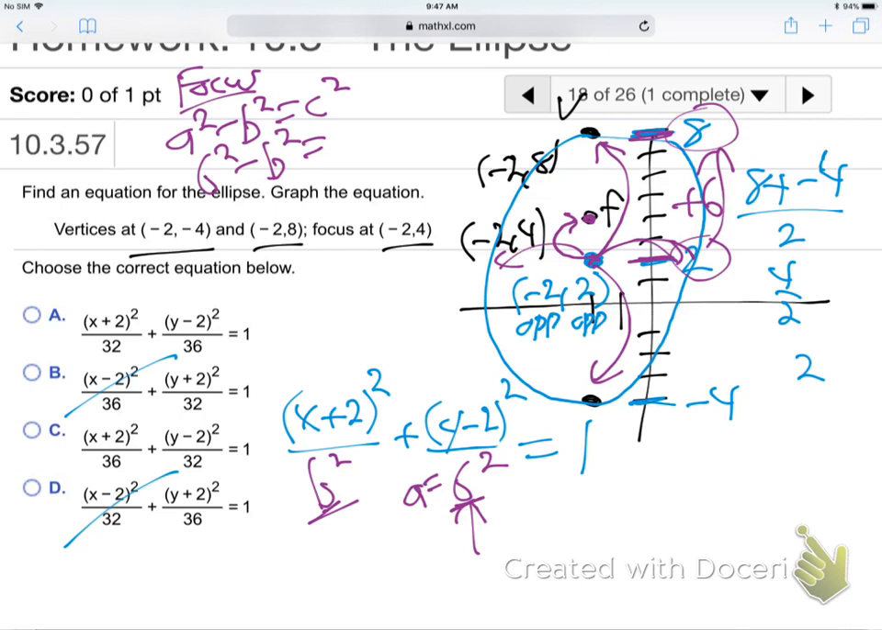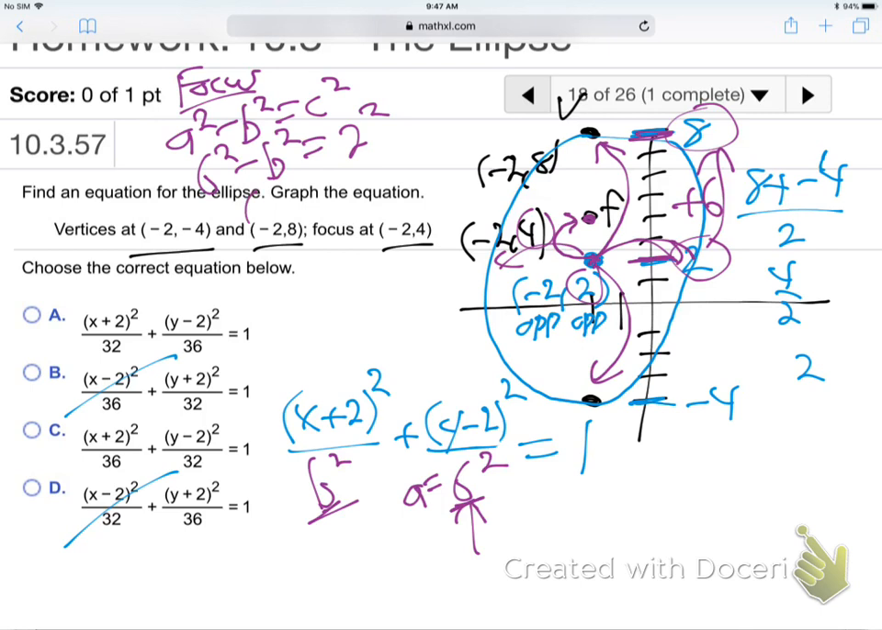How far is it from here to here? From a height of 2 to a height of 4. It's 2. C is 2. Does everybody see that? They gave me the focal point is up 4. The center point is up 2. So from 2 to 4 is 2. C is 2. How are we doing with all these details? You guys doing okay? So then C is 2.